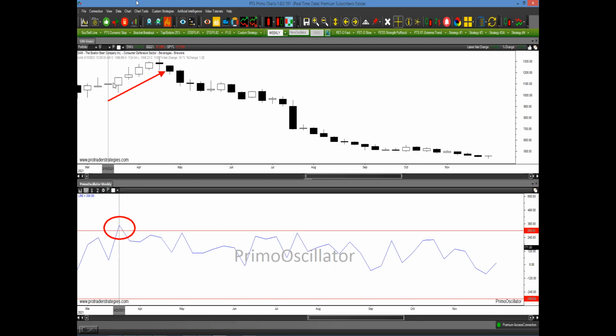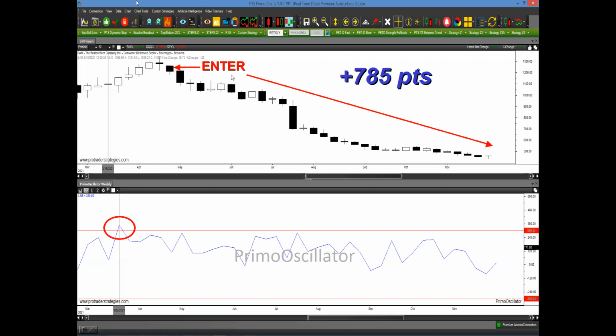Here's the good news. In the course, I will teach you a conservative way to enter that would have you avoiding all this, and you would have entered right here on this bar. And therefore, you would have waited because you were more conservative and could have taken advantage of this 785 points to the downside, okay?